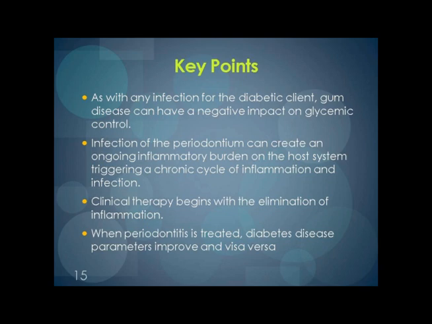As with any infection for the diabetic client, gum disease can have a negative impact on glycemic control. Infection of the periodontium can create an ongoing inflammatory burden on the host system, triggering a chronic cycle of inflammation and infection. Clinical therapy begins with the elimination of inflammation. When periodontitis is treated, diabetes disease parameters improve and vice versa.